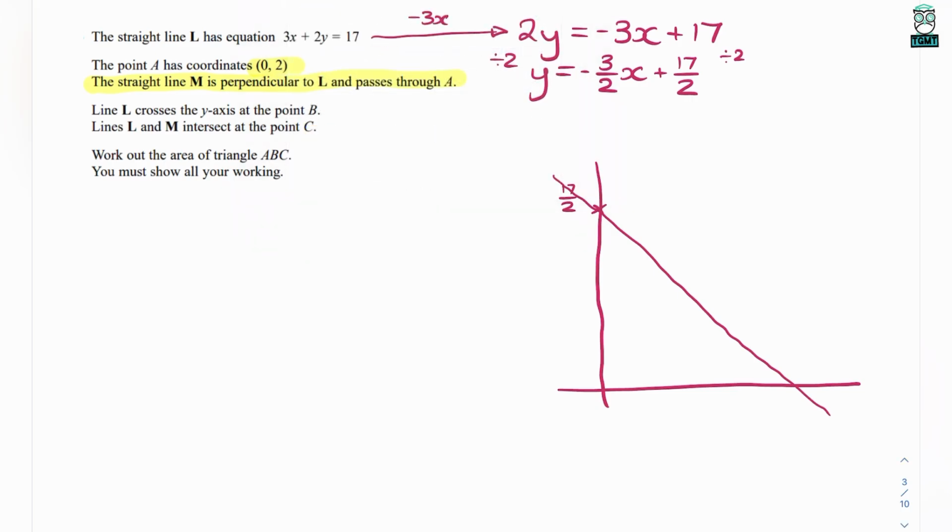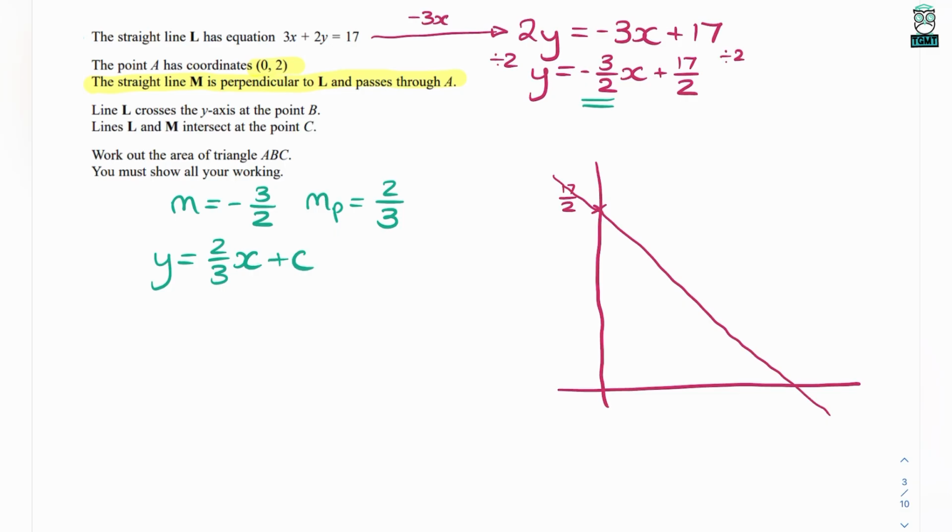So if we go about drawing that line for our second equation, the gradient of our first line, L, was equal to that negative 3 over 2. That was our gradient there. And we're now looking at a perpendicular line, so we want to use the negative reciprocal. So the gradient of the perpendicular line is going to be positive 2 over 3, flipping it over and changing the sign. And if I put that into a line equation, we'd have y equals 2/3 x plus c.